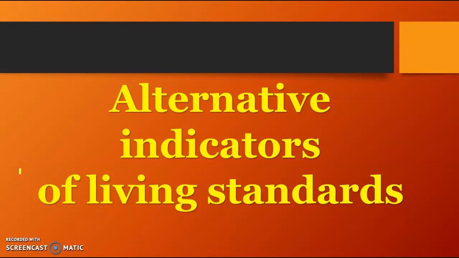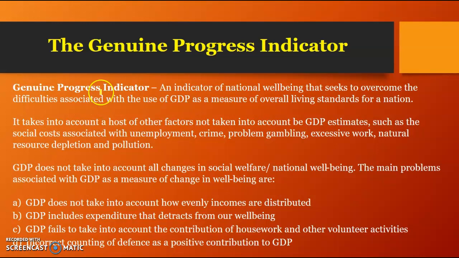So in this video, we're going to look at some alternative indicators of living standards. Basically, we've talked about the weaknesses of GDP per capita. Now we're going to look at some alternatives to that as a measure of living standards. The first one is called the Genuine Progress Indicator. It's an indicator of a nation's well-being that seeks to overcome some of the difficulties with the use of GDP as a measure of living standards.